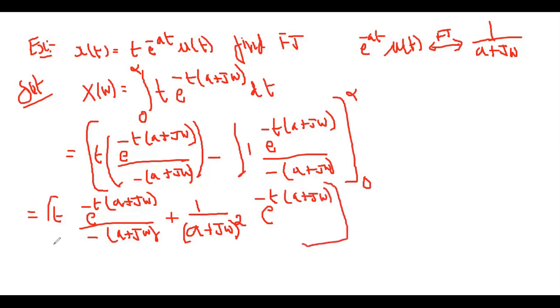Okay, the upper limit is infinity and the lower limit is 0. First of all, you can substitute t as infinity in the two terms, and the value becomes 0. Then substitute the lower limit. The first term here has t at 0. For the second term, the minus is already there, so minus into minus is a plus. The t is 0 and e power 0 is 1. So finally, we'll get 1 by (a plus j omega) whole square.